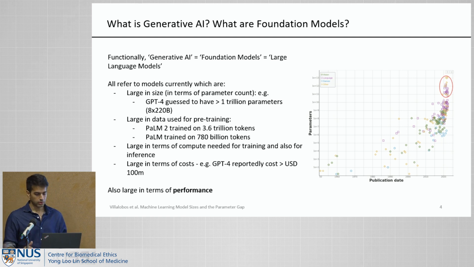So what is generative AI? What are foundation models? If anyone here is very technical, I beg your patience. I just want to make sure that we have a common denominator here. Functionally, generative AI, foundation models, and large language models are effectively very similar. Generative AI talks about AI that has the potential to generate content, whether that's text or images. Foundation models are large models which can serve as a foundation for multiple downstream applications. And large language models are just very large language models.